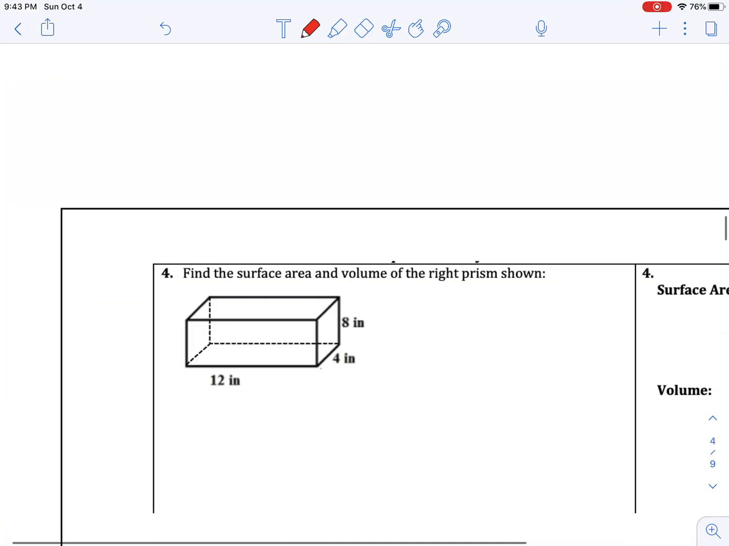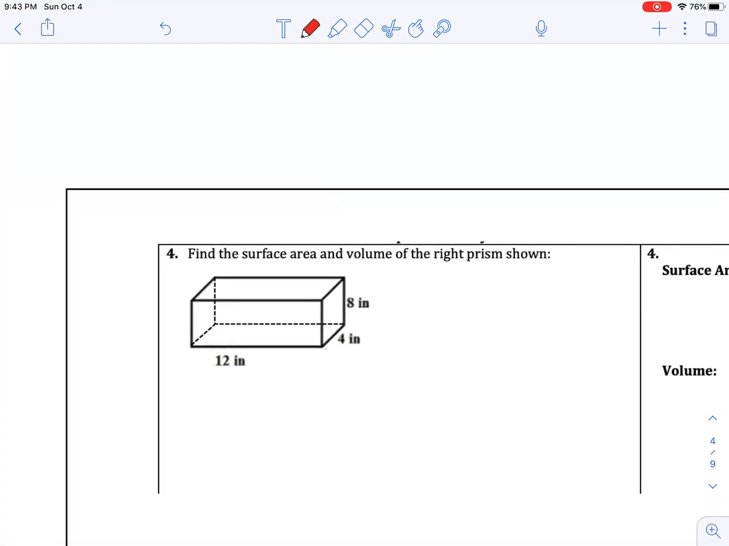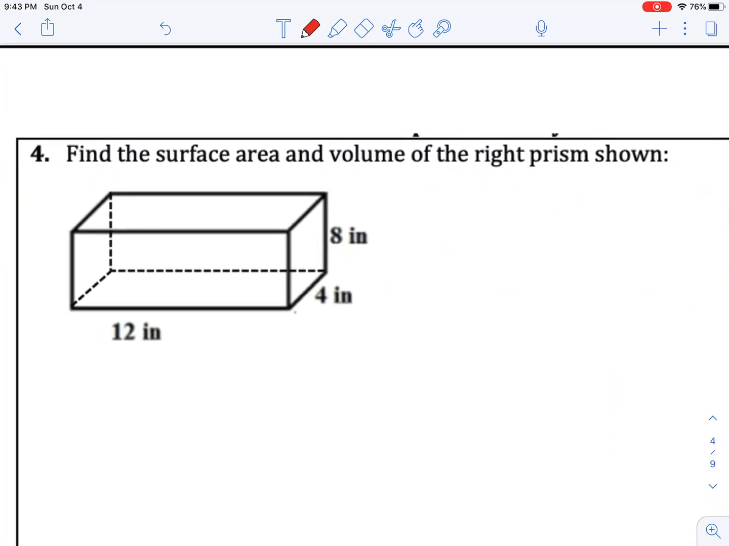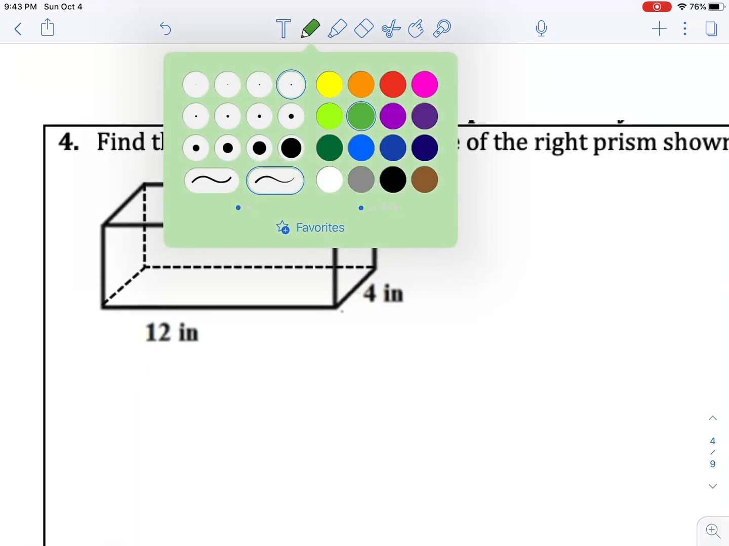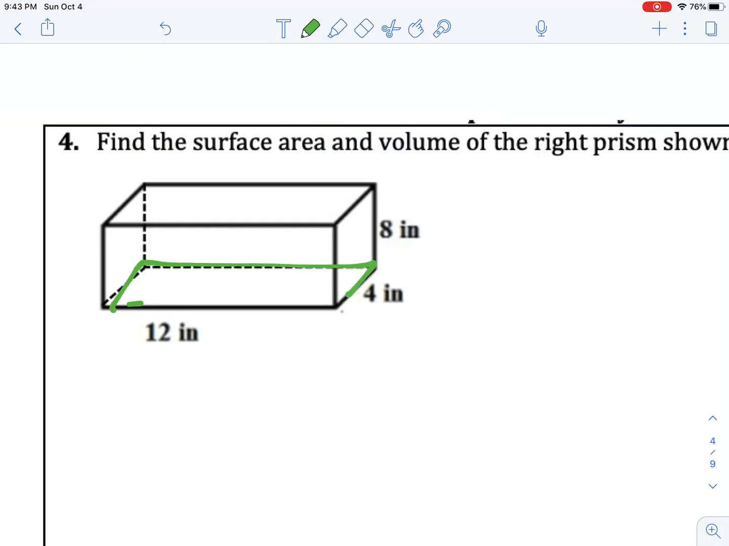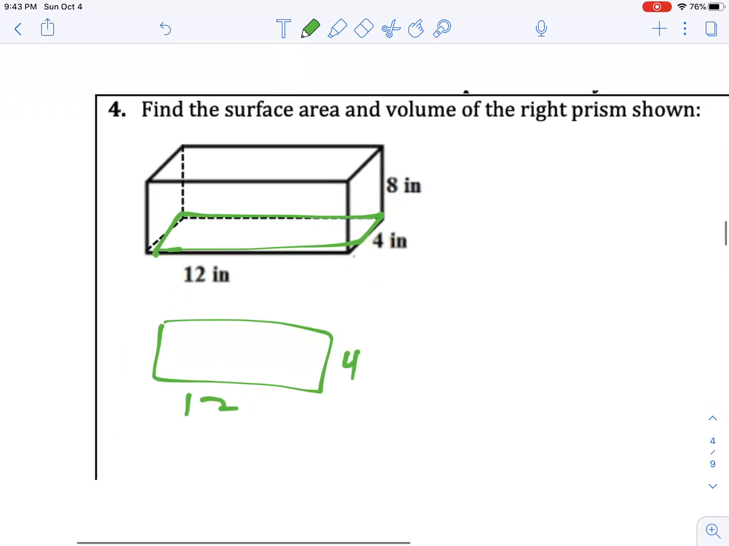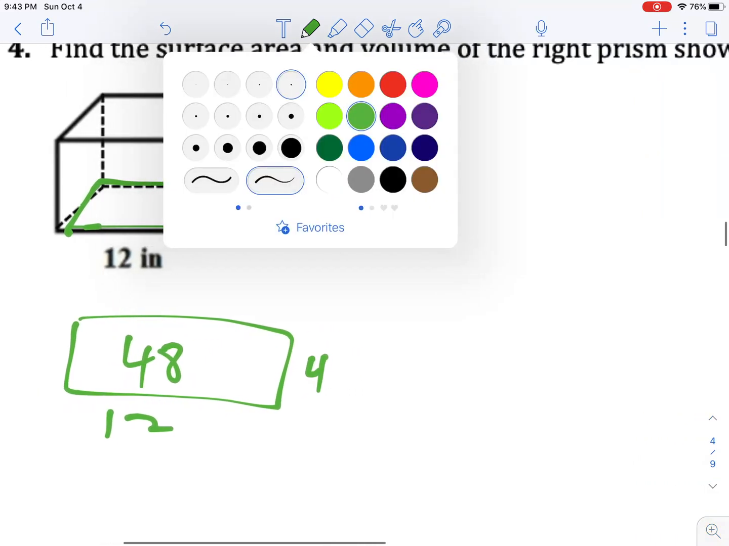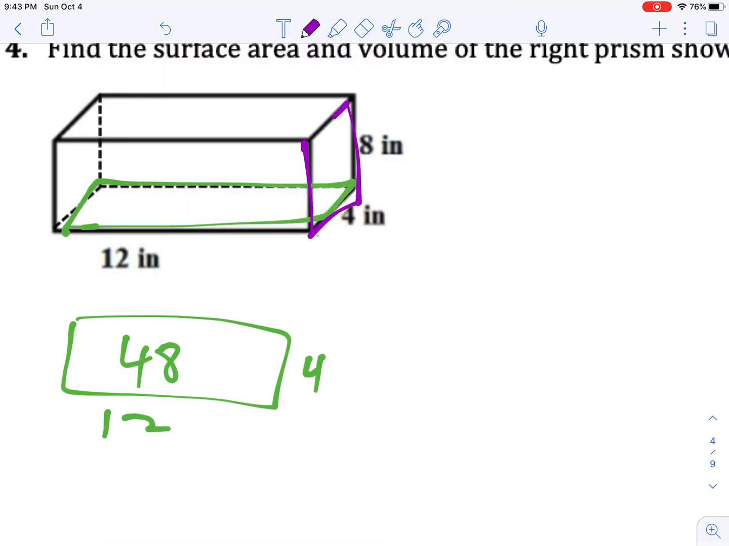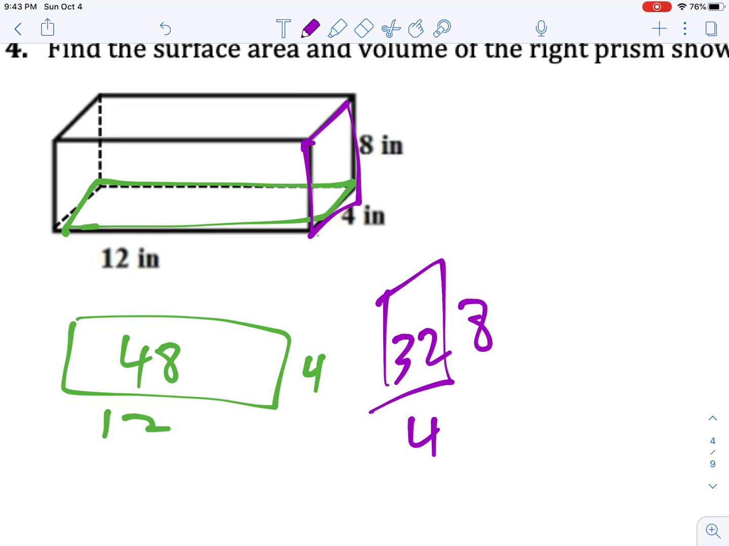All right, and then we go down to finding the surface area and volume of the prism shown. Well, surface area, we have 3 pairs of bases that are the exact same. So I got this triangle. That's a 12 by 4 triangle. 12 by 4 is 48, so there's 2 of those. Okay, and then we got our side triangle or rectangle. I don't know why I'm calling them triangles. 4 times 8 is 32. There are 2 of those.